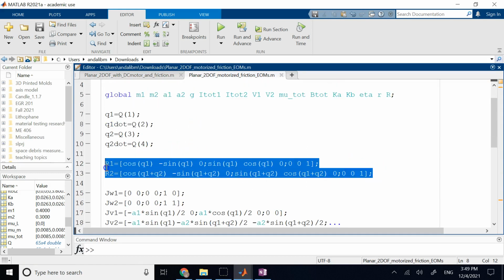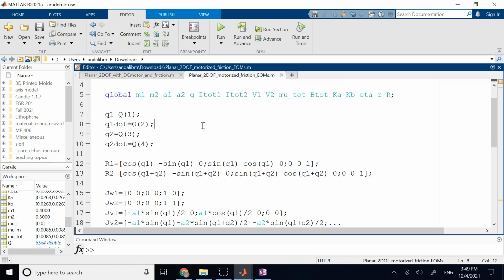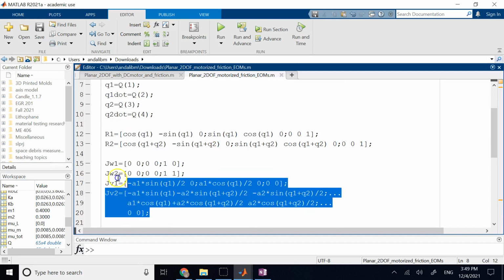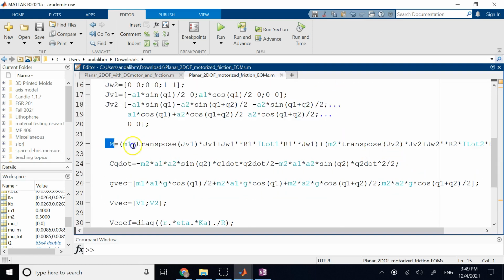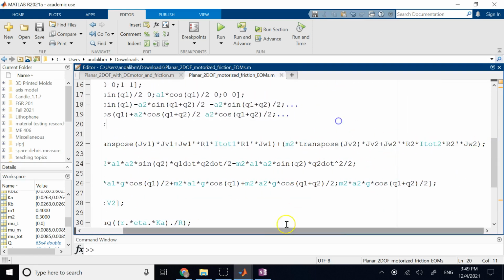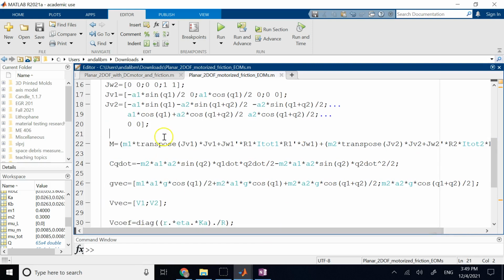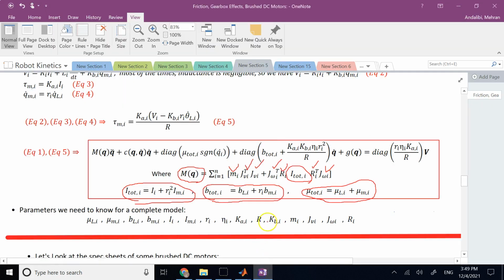So now when I form my rotation matrix for each link, and when I form my JVs and J omegas, all I need is to use that formula, correct? Sigma i goes from 1 to n. Here n is 2, so it's just going to be 1 and 2. M1 JV transpose JV plus J omega transpose R1 I total 1 R1 transpose J omega 1, an exact similar term, but instead of 1 you have all of them 2. Correct? So I exactly use this formula, this summation, and I calculated my coefficient of the acceleration terms, the M matrix.